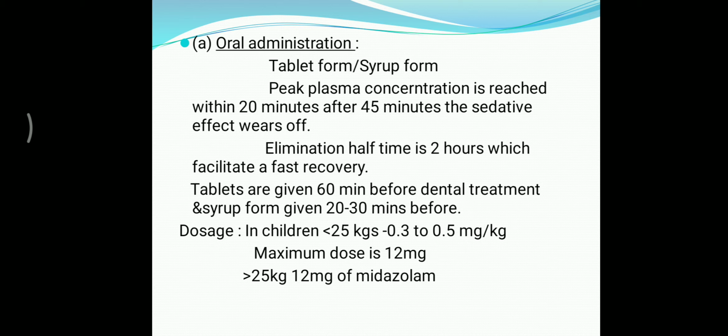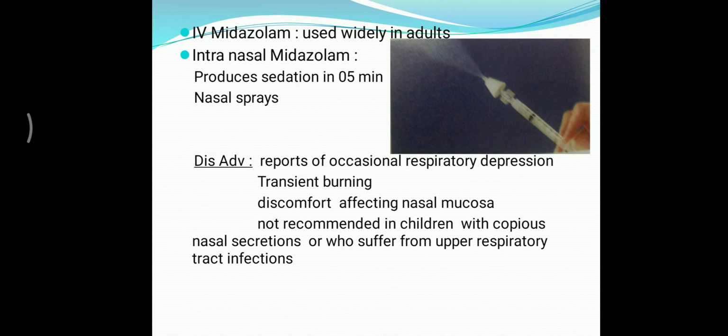Dosage in children less than 25 kg, 0.3 to 0.5 mg per kilogram. Maximum dose is 12 mg; greater than 25 kg, 12 mg of midazolam should be given. IV midazolam is used widely in adults, and intranasal midazolam produces sedation in 5 minutes. Nasal spray. Disadvantages are reports of occasional respiratory depression, transient burning, discomfort affecting nasal mucosa, not recommended in children with copious nasal secretion or who suffer from upper respiratory tract infections.